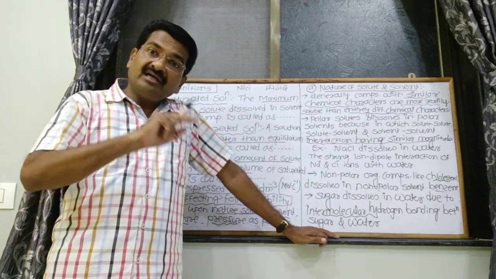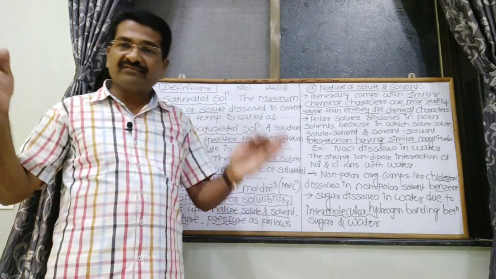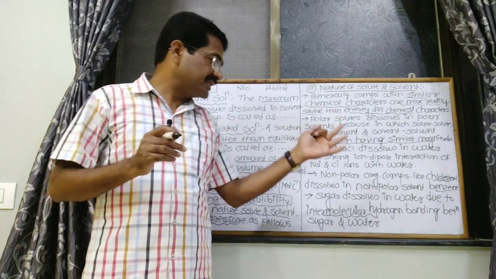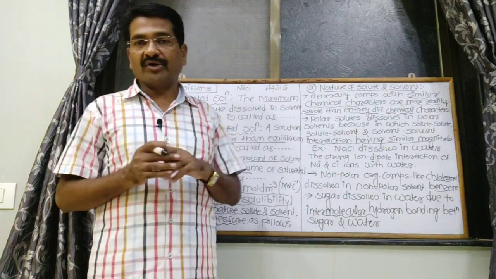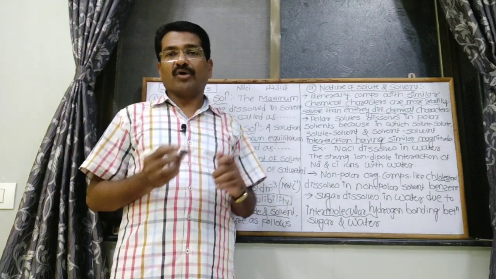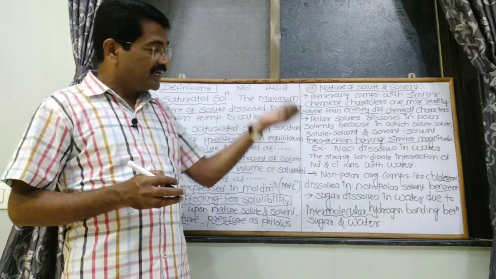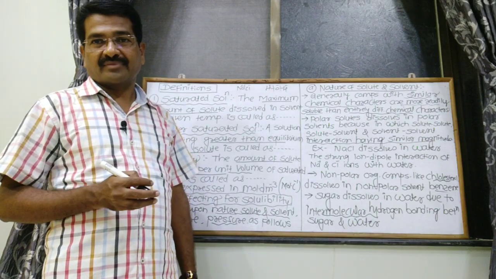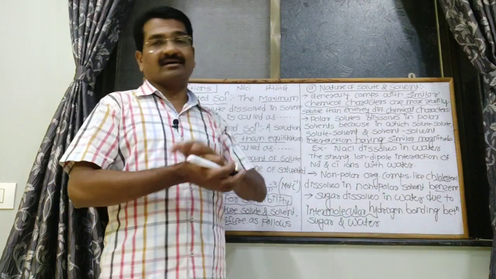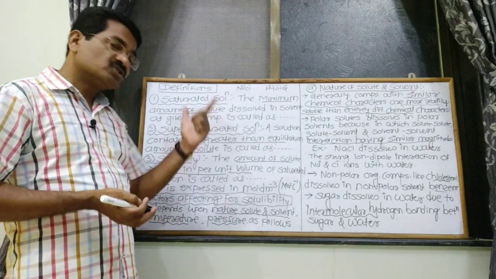But here, intermolecular hydrogen bonding occurs. What is intermolecular? It means between different molecules. One is sugar containing hydrogen bonding, and another is water also containing hydrogen bonding. When two different molecules contain hydrogen bonding, that is called intermolecular hydrogen bonding. Due to that, sugar can dissolve in water. So this is the first factor which affects solubility.